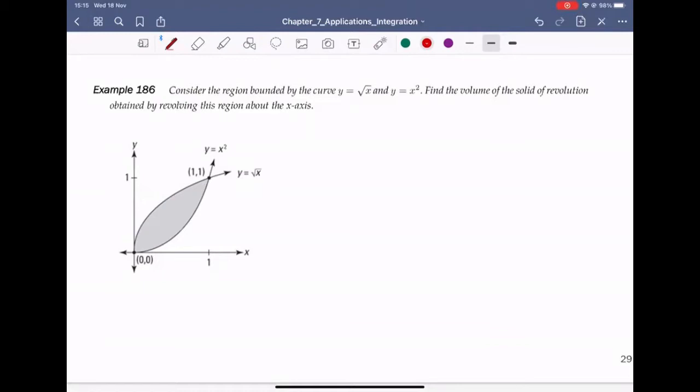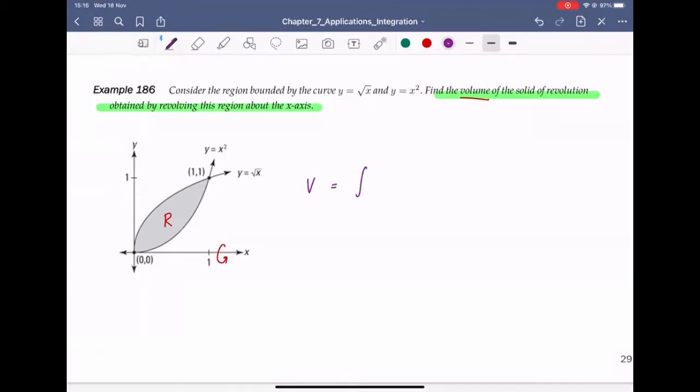So let's say I want to find the volume of the solid of revolution obtained by rotating this region about the x-axis. I have the region that is the intersection of something below y equal to square root x and something above y equal to x squared. This is my region R. This is the one that we just discussed in the example. So we're going to find the volume after you rotate this about the x-axis.